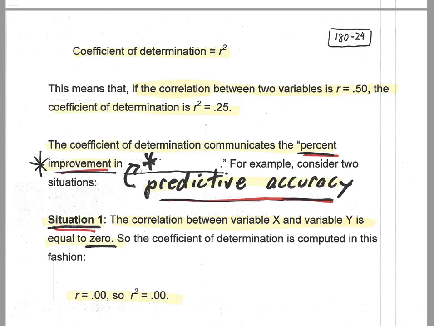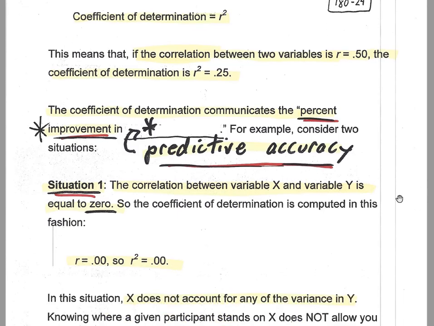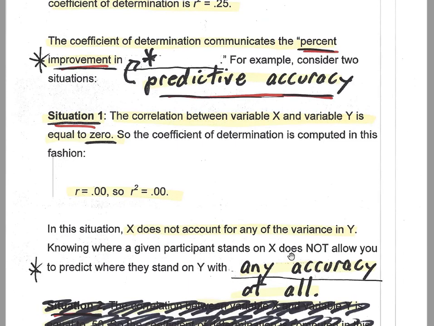Situation 1. Imagine that the correlation between variable x and variable y is equal to 0. I want you to take that and turn it into a coefficient of determination. Well, it's easy. You just square it. If the correlation is 0, 0 squared is still 0. So my coefficient of determination is 0. What does that mean? Let's put it in verbal terms. In this situation, my coefficient of determination is 0. X does not account for any of the variance in y. Knowing where a participant stands on x does not allow you to predict where they stand on y with any accuracy at all.